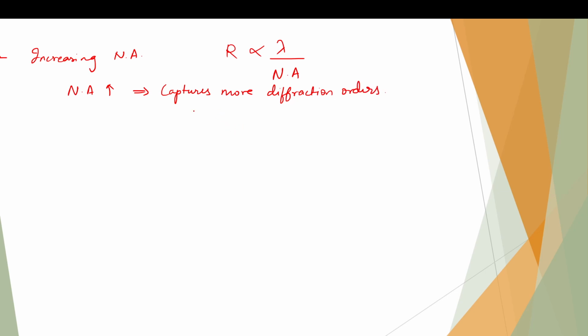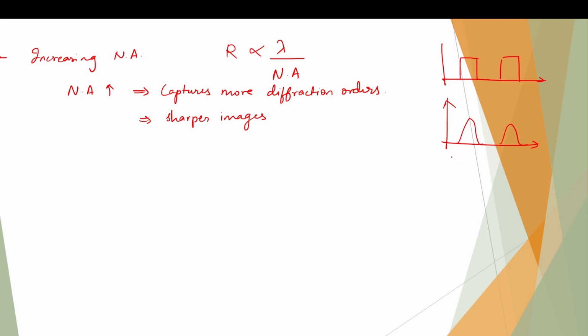So if we are capturing more diffraction orders, it will make the image sharper. You can simply imagine that if the ideal profile that I want is this, and I just capture the first diffraction order, it might look something like this, right? If I add multiple more orders, it will go on becoming straighter.